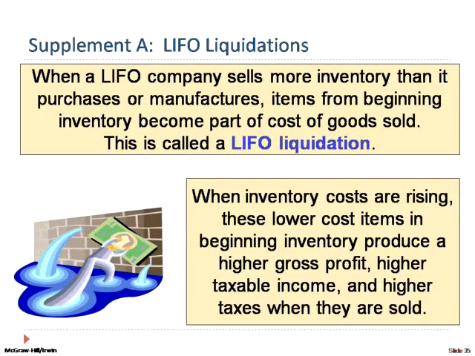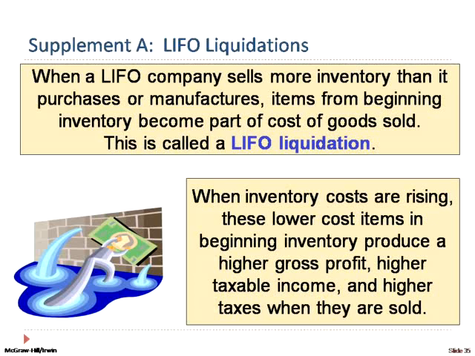Supplement A. LIFO liquidations. When a LIFO company sells more inventory than it purchases or manufactures, items from beginning inventory become part of cost of goods sold. This is called a LIFO liquidation. When inventory costs are rising, these lower cost items in beginning inventory produce a higher gross profit, higher taxable income, and higher taxes when they are sold.